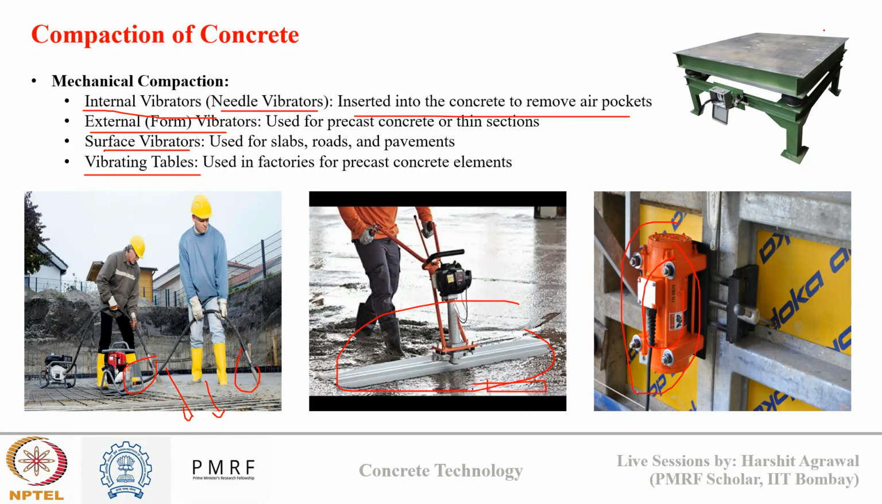And the vibrating table is basically used for laboratory purposes. On these tables we place our concrete-filled mold and we vibrate the table. Once the table vibrates, my molds will vibrate and the air will be expelled, since my concrete will flow and try to occupy all the spaces inside the mold. They are generally used in factories or laboratories for precast concrete elements.